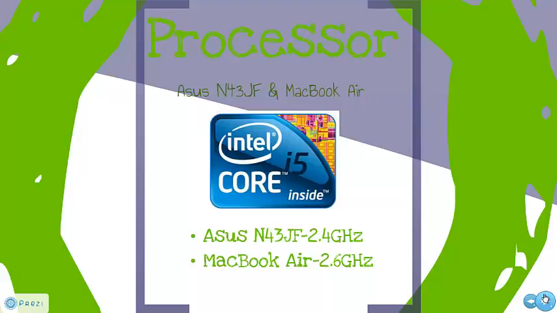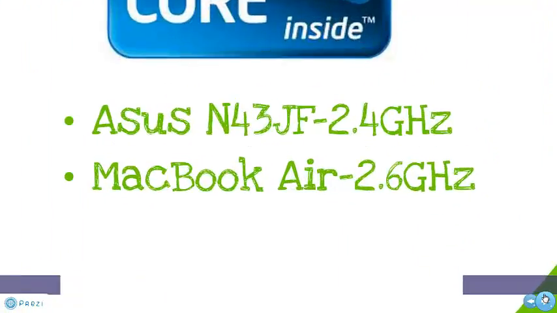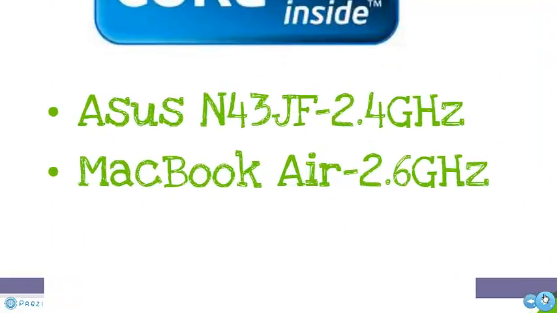Asus N43JF and MacBook Air contain same type of processor, which is Intel Core i5. However, the speed of the processor is different. For Asus N43JF, the speed of the processor is 2.4 GHz. For MacBook Air, the speed of the processor is 2.6 GHz.